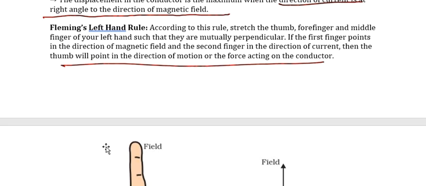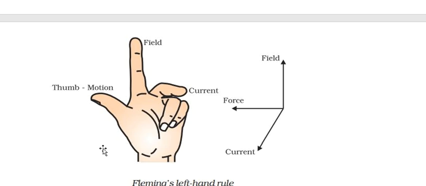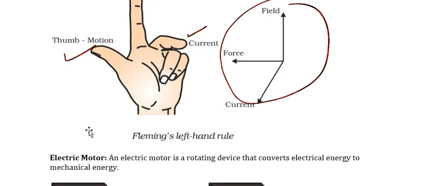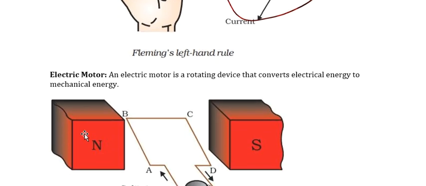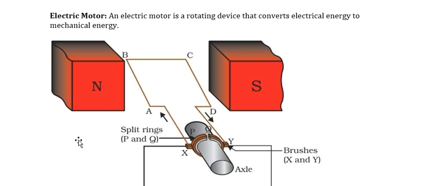You can see in the picture here. This is Fleming's rule. Here is the forefinger, here is the thumb, here is the middle finger. You can see. This is the figure we can understand, right? Fleming's left hand rule. Electric motor, you can see here how it is formed.